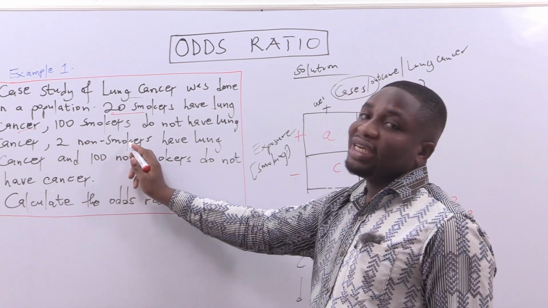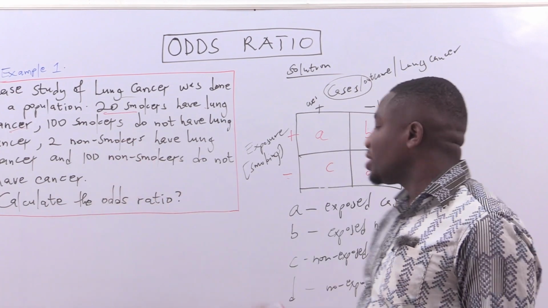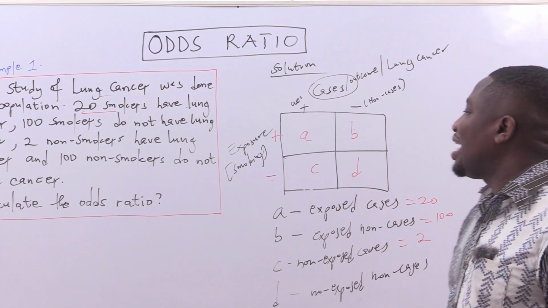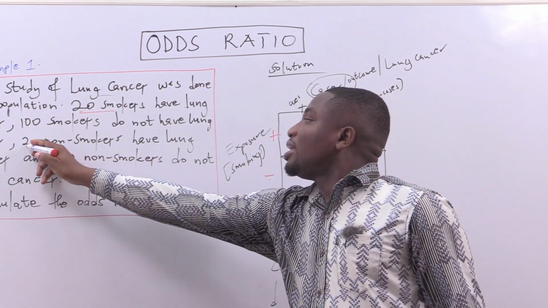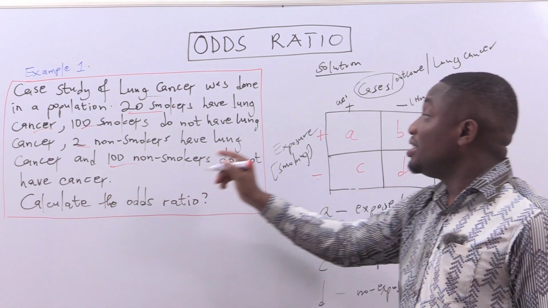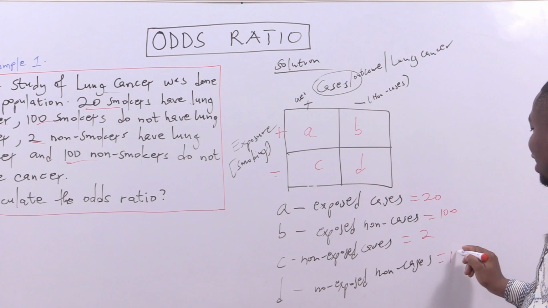2 non-smokers, it means that they are not exposed, but they have lung cancer. So they become the non-exposed cases. So our C is equal to 2. Then 100 non-smokers do not have lung cancer. It means that there's no exposure and there's no case. So our D becomes 100.